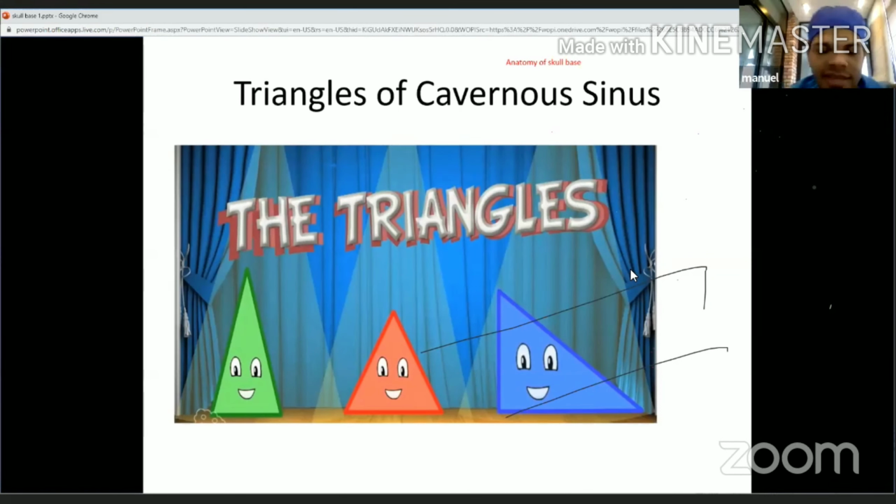Okay, so these are the triangles. The triangles are a topographic view of the relationship between the carotid, the cavernous sinus, and the nerve in that area. Okay. Next, John, please.